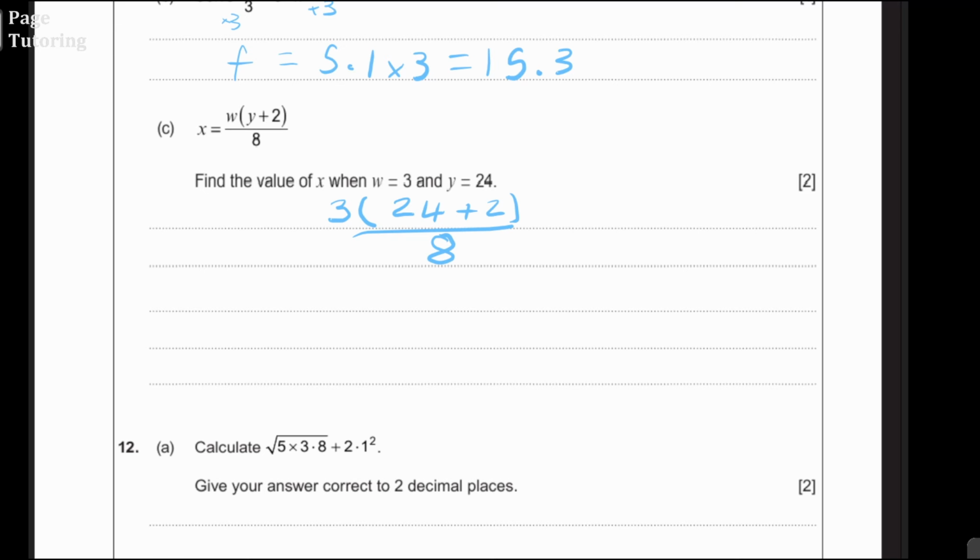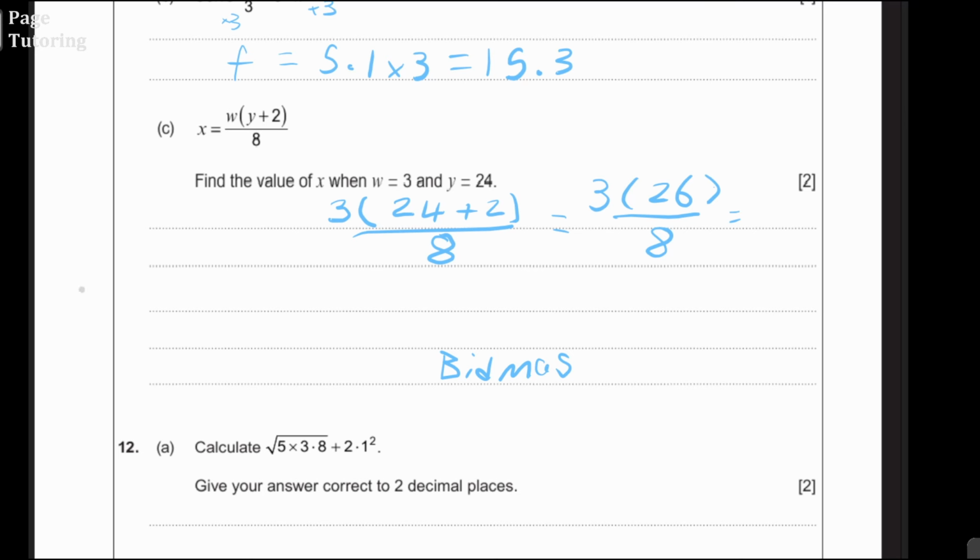You could plug this straight into your calculator if you wanted to, or you could use BIDMAS rules. So that just means the first thing you would do is add the things in your bracket. So you'll have 3 bracket 26 over 8. Indices, we don't have any powers there. We don't have any squares or cubes. Divide and multiply. Well, we're going to do the multiplication on the top first, just for simplicity. So you could do 3 times 26 and then divided by 8.